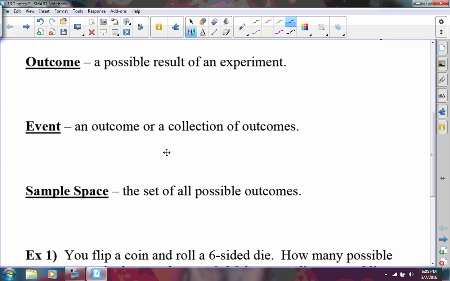An event is an outcome or a collection of outcomes. So an outcome is usually just one, and an event could just be one, or it could be the collection as well.